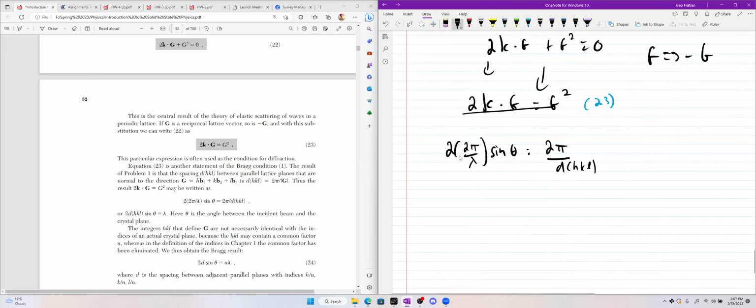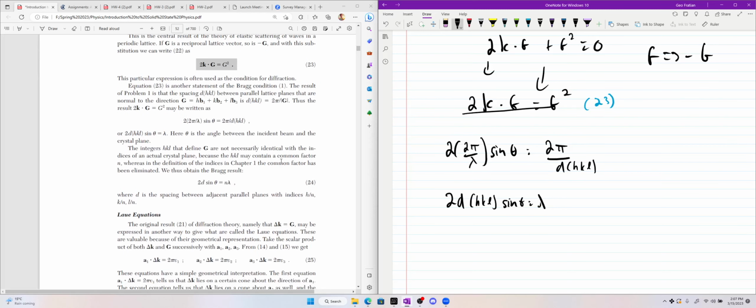So this tells us that 2 d hkl sine theta equals lambda, which is Bragg's law, where theta is the angle between the incident beam and the crystal plane. The hkl integers that define G are not necessarily identical to the indices of the actual crystal plane, where we have n1, n2, n3, or whatever you want to use.